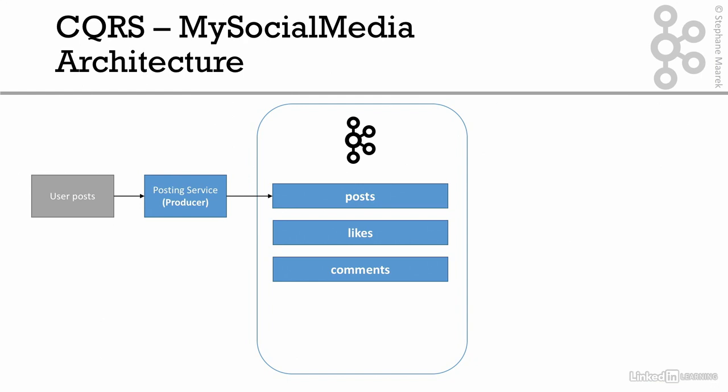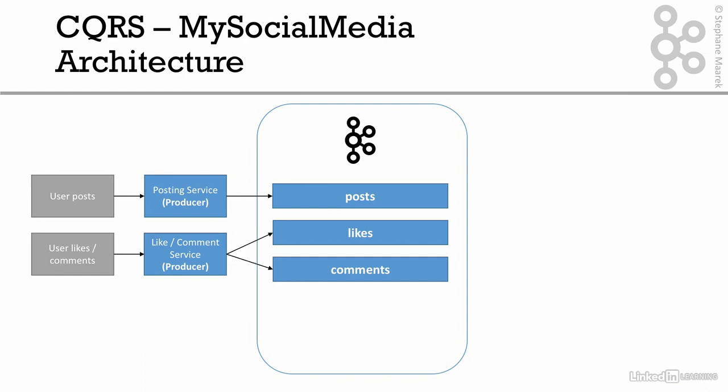And so this posting service on its own will basically create and send all the data, when validated, to the post topic. Now for my likes and my comments, there's going to be a user likes and comments service, and it's going to be a producer as well. And so the users are going to like and comment, and this will send data to my likes and my comments topic. And I could have made it the same topic, but I think the data is different enough to have two topics. It's up to you. But here we have an example of a producer that produces to two different topics.